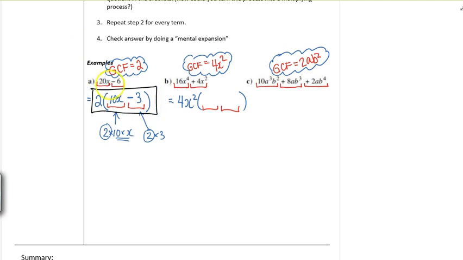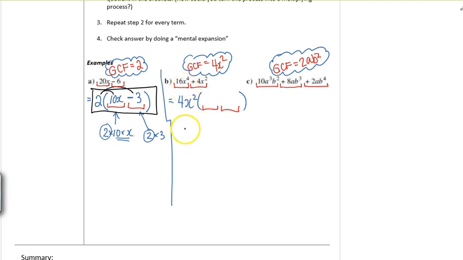Now always check your work. Is 2 times 10x 20x? Sure is. And is 2 times negative 3 negative 6? It sure is. Okay, let's do it one more time, and then I'll get you to do C on your own.